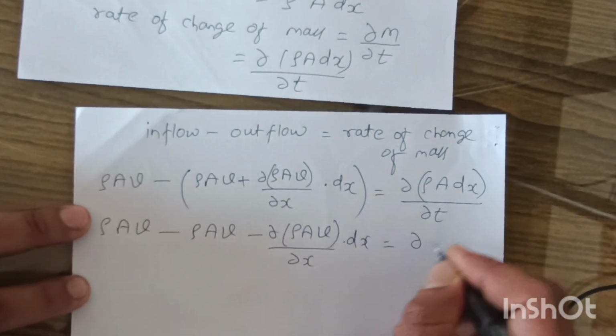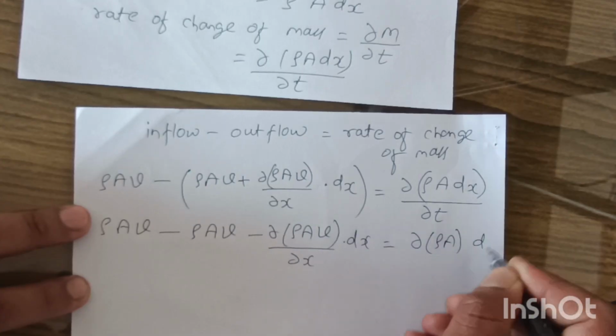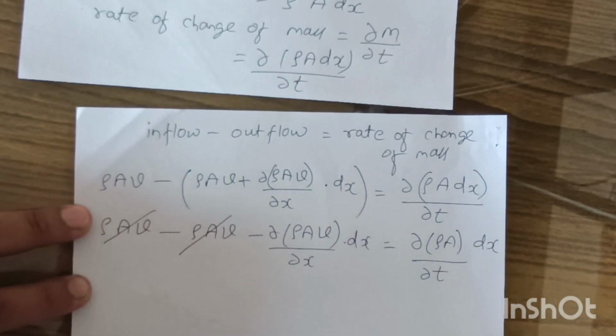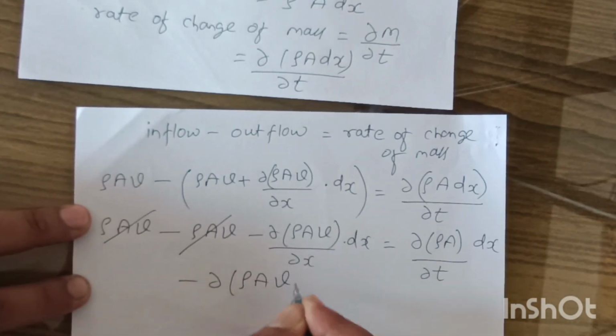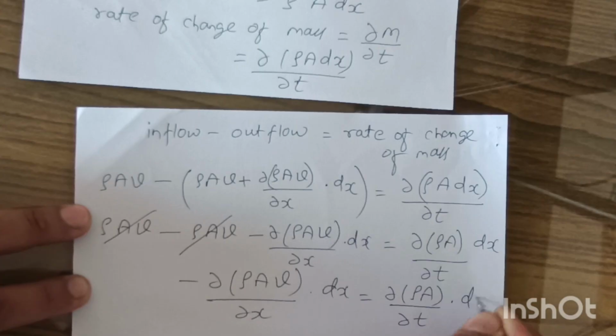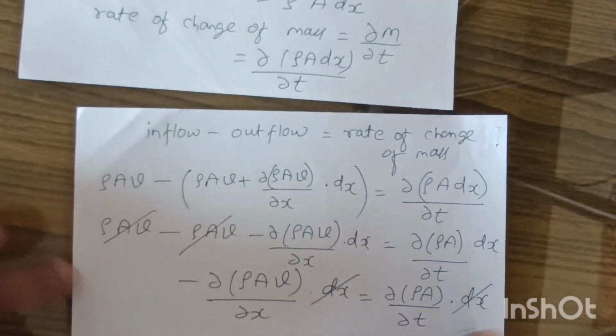Let's cancel out this rho A V. Rho A V minus rho A V minus del rho A V by del x into dx is equal to, let's separate this dx here, del rho A by del t. So you can cut this out. Finally you have del rho A V by del x into dx is equal to del rho A by del t into dx.